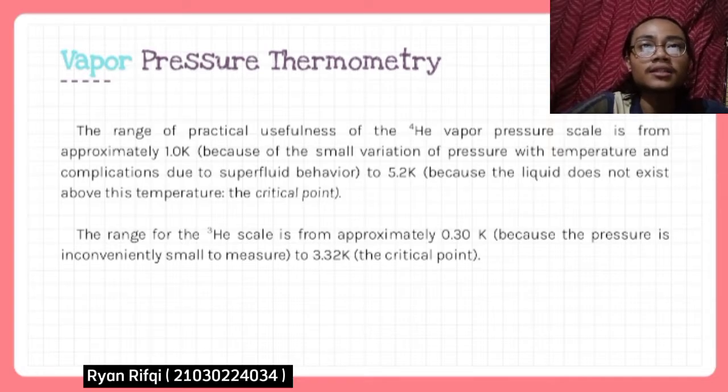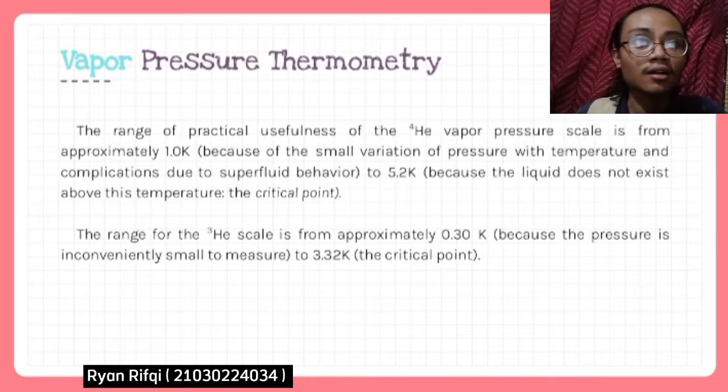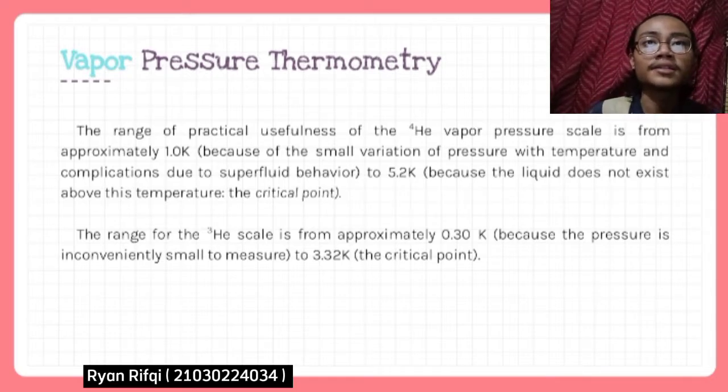The range of practical usefulness of the helium-4 vapor pressure scale is from approximately 1.0 K, because of the small variation of pressure with temperature and complications due to superfluid behavior, to 5.2 K because the liquid doesn't exist above this temperature, or the critical point. The range for the helium-3 scale is from approximately 0.30 K because the pressure is inconveniently small to measure, to 3.32 K, or the critical point.